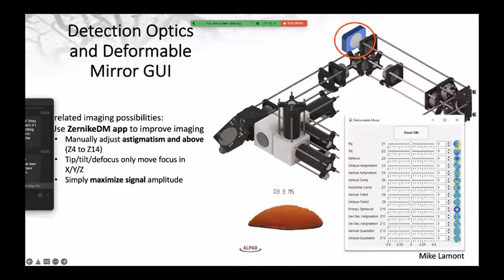Okay, so Mike also developed a deformable mirror GUI. What that GUI does is enable us to tune the different Zernike polynomials in order to adjust the mirror position as well as shape, in order to help us increase the resolution and boost signal as we go deeper into the spinal cord.